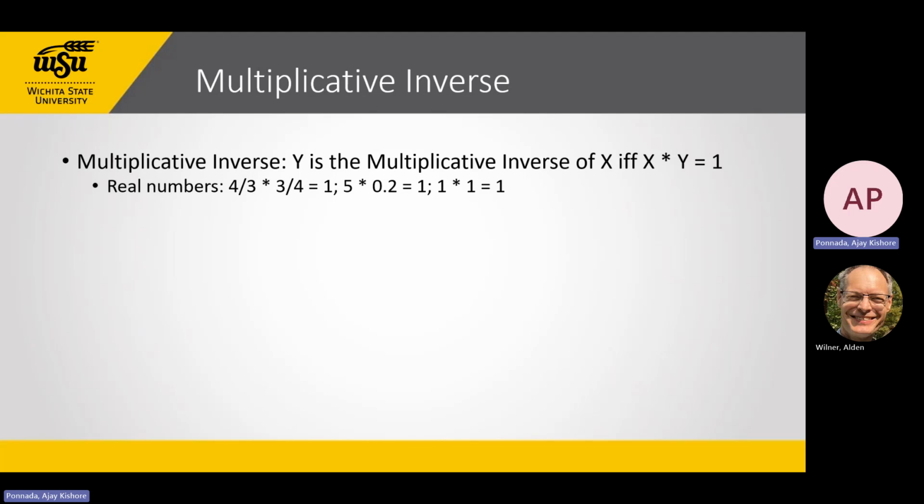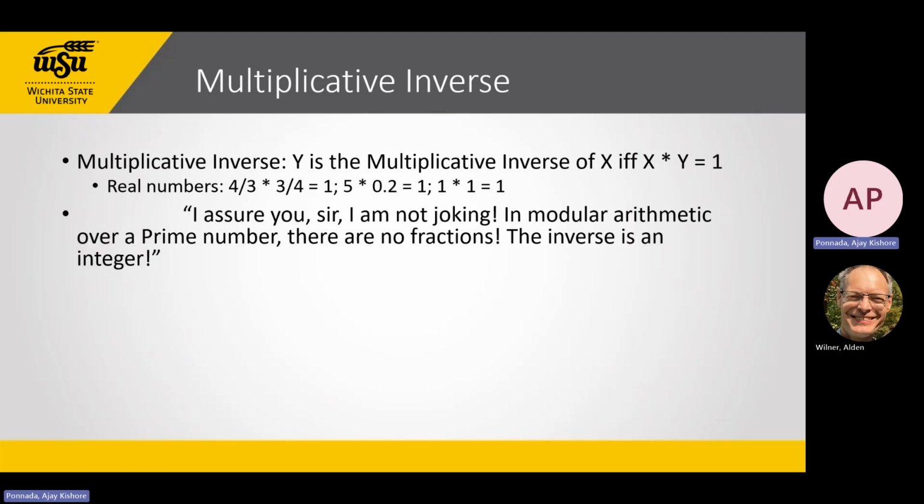In real numbers, 4 by 3 times 3 by 4 is 1, so those two are multiplicative inverses. We know that. 5 times 0.2 is 1, so 5 and 0.2 are multiplicative inverses. 1 times 1 is 1, so a number multiplied by itself can be its own multiplicative inverse as well. In modular arithmetic with a prime number, there are no fractions. The inverse is an integer.